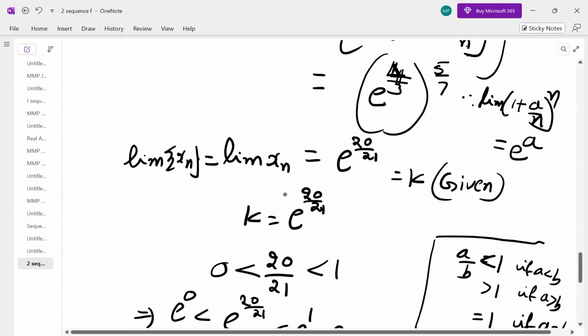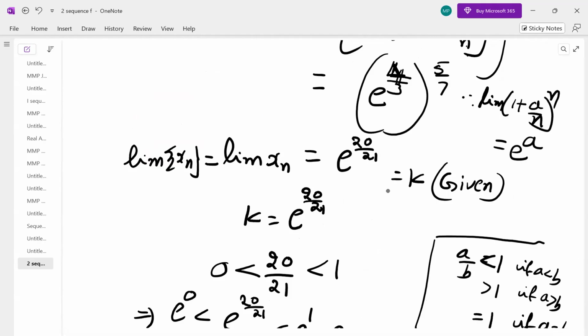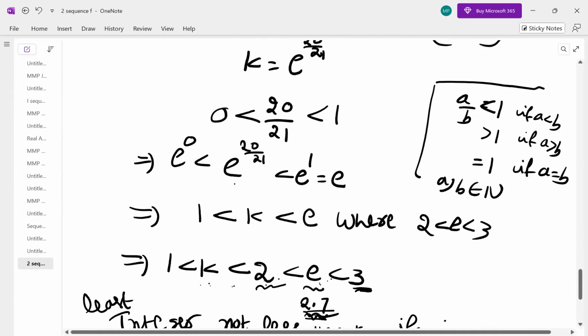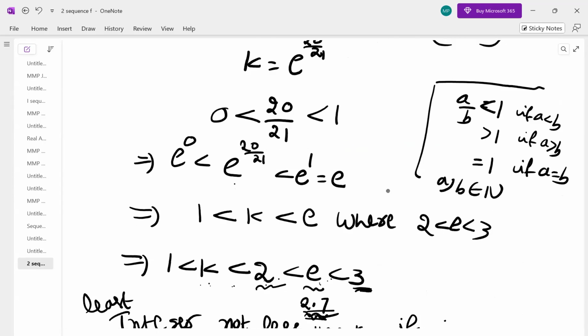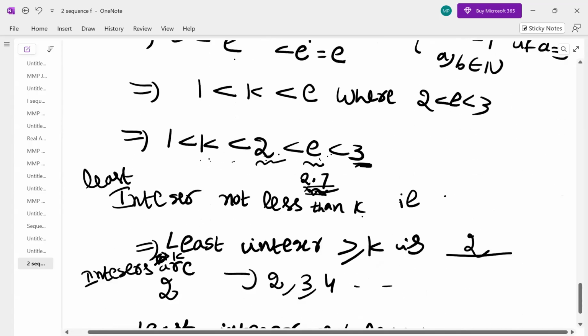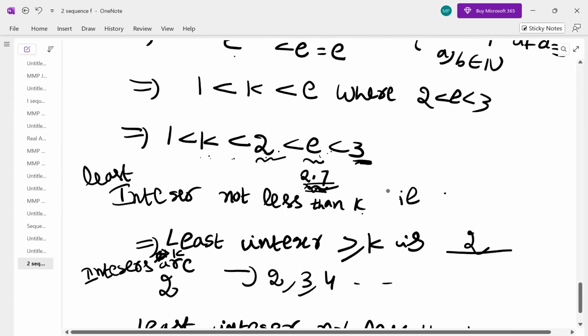This is k, and I want to conclude something about k. So k is e power 20 by 21. 20 by 21 is between 0 and 1 because the numerator is less than the denominator. If you take e to that power, it will be between 1 and e. E is between 2 and 3. So 1 is less than k, less than 2, and e is between 2 and 3. So the integer not less than k means greater than or equal to k. What are all the integers greater than k? The first integer greater than k is 2, then 3, 4, and so on. The least among them is 2. So 2 is the answer.